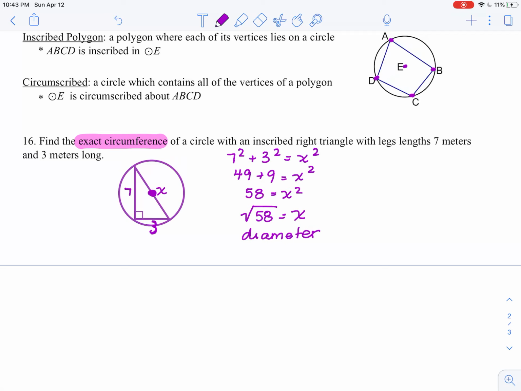So I can use it to calculate the circumference of the circle. So circumference is pi times the diameter. Here we have pi times the diameter, which was the square root of 58. This is the exact circumference. You would not want to type this into a calculator, because then you'd be getting an approximation. So you can leave your answer just like this. And this should be in meters.